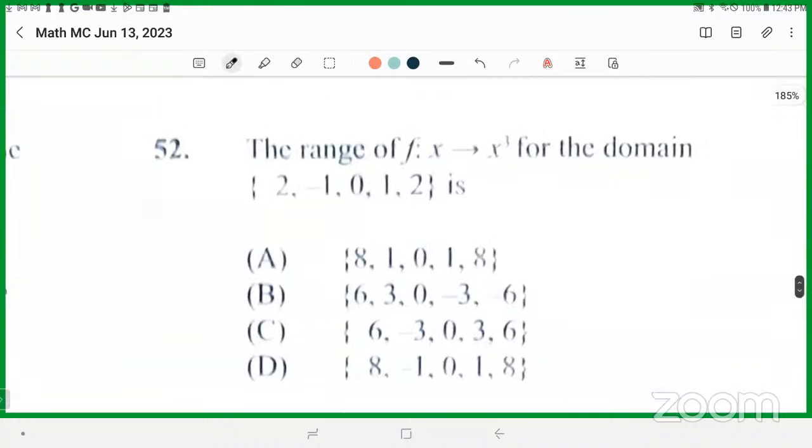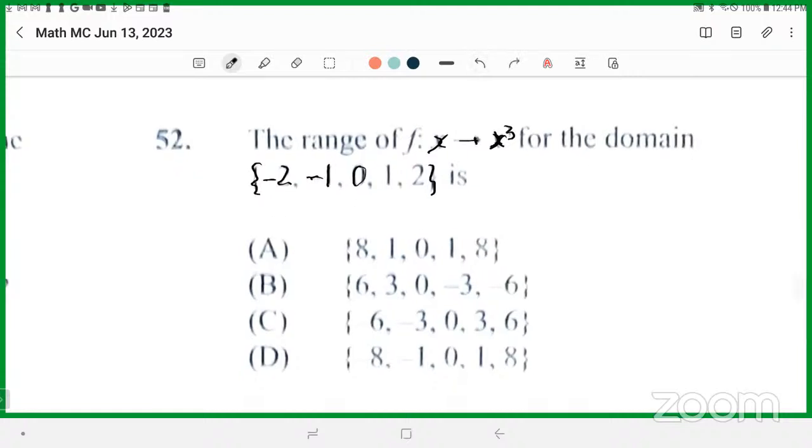All right, this one says f of x maps x onto x cubed. And this is a domain. It starts from negative 2, negative 1, 0, 1, and 2. And it says, what is the range of this function for this domain? So this is a domain. Which one of them is the answer?